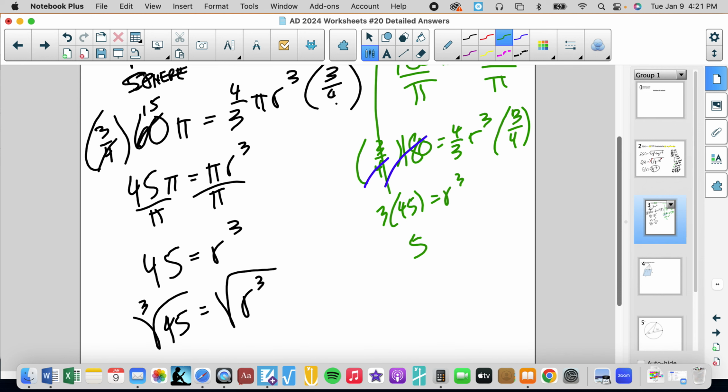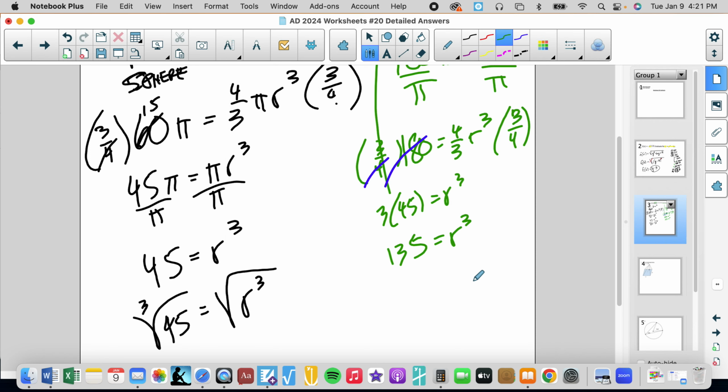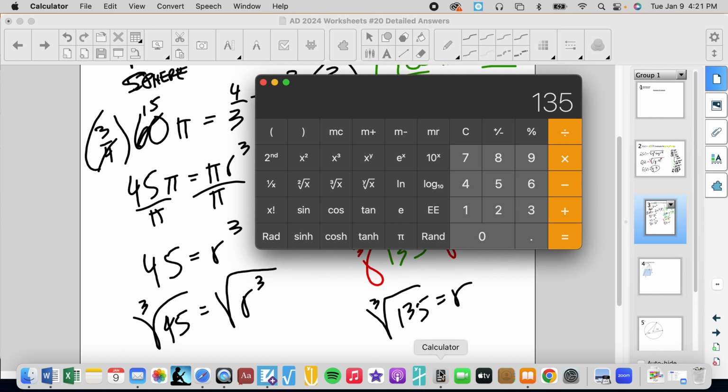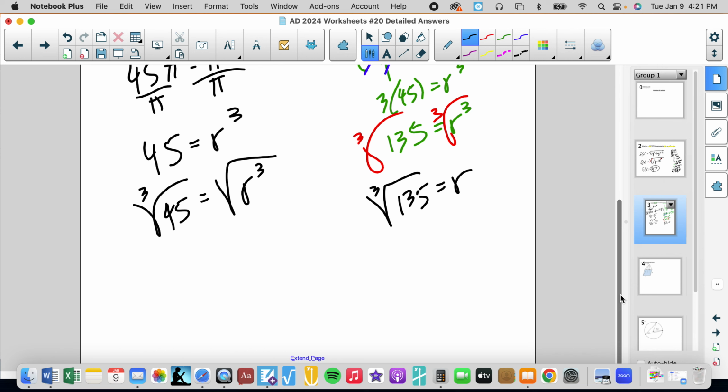That's not a perfect cube either. 3 times 45, 135. Now we take the cube root again. So I get the cube root of 135 equals r. Let's do the cube root of 135. 5.1299. Okay, that's the answer. It doesn't say round, just say round. What is the new radius to the nearest inch?